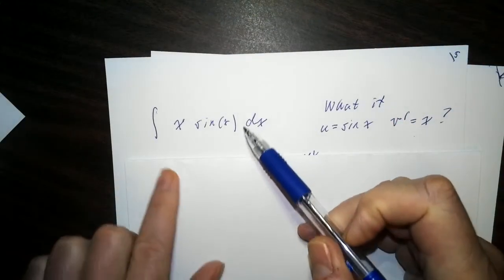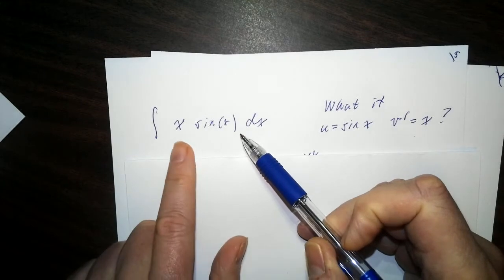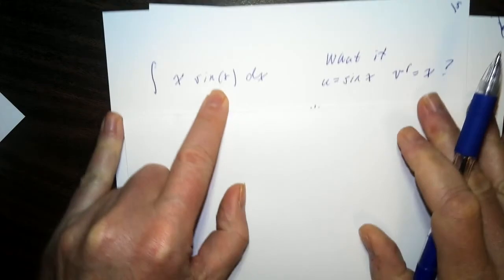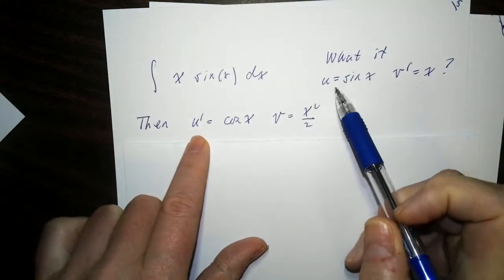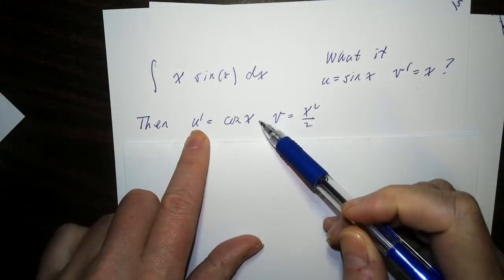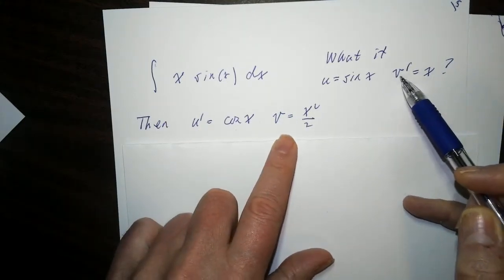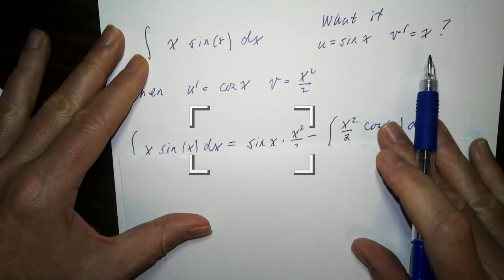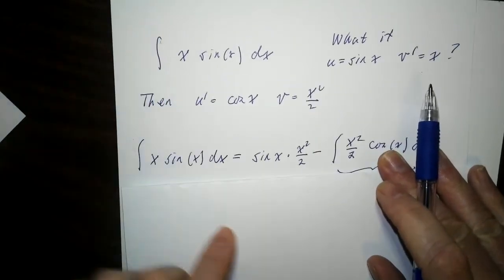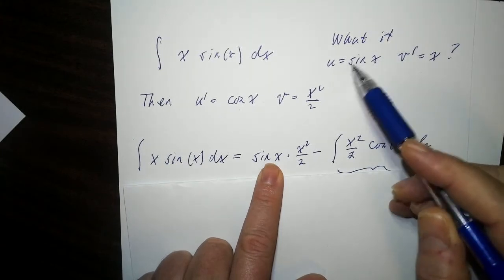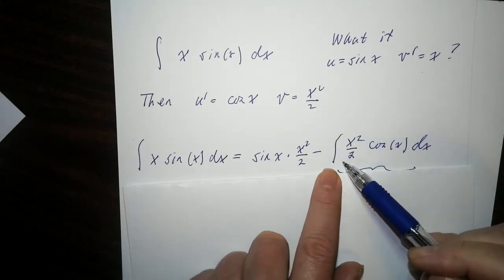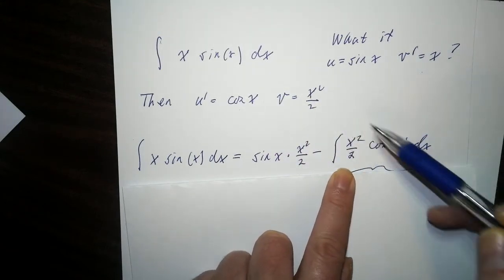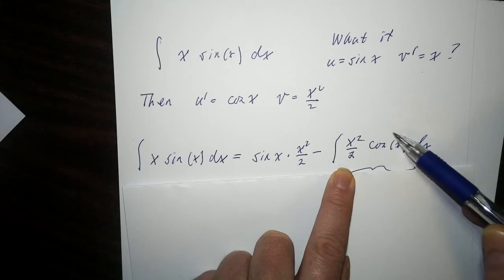So in other words, going back to this, forget about the endpoints for a moment. What if we tried to let u be the sine of x and v prime be x? Now if u is the sine of x, u prime would be cosine of x. V would be the antiderivative of x, which is x squared over 2. So the integration by parts formula says that I would have u times v minus the integral of u prime times v. U prime, which is right here, times v.